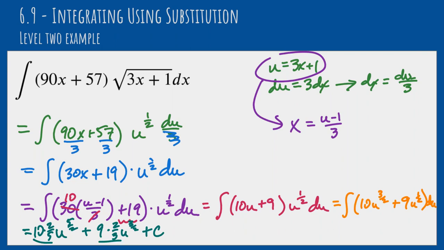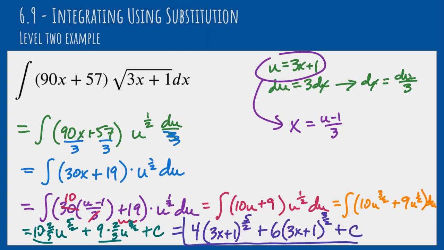And when we have an indefinite integral, remember we need to rewrite this back in terms of x. So our final answer here is going to be 4 times 3x plus 1 to the 5 halves plus 6 times 3x plus 1 to the 3 halves plus c.